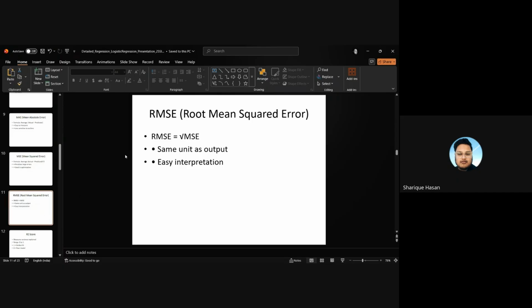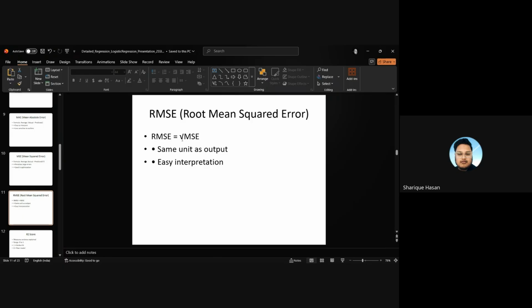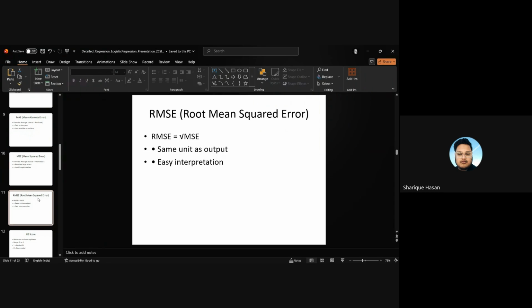And then we have RMSE. For RMSE, we take the root of the mean square error. We calculate the mean square error and put a root over it. We do this because we squared the error, so the original unit gets squared and we are not getting the original value. To get the original value, we take the root of the mean square error. It is easy to interpret.